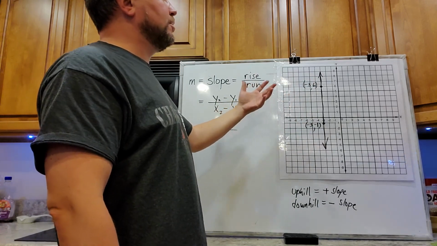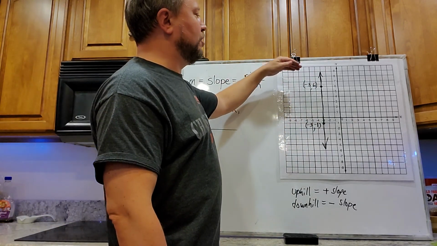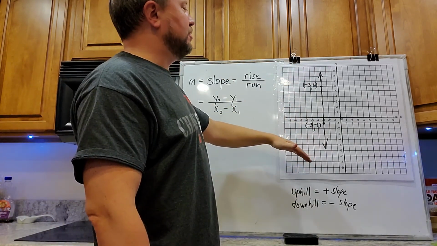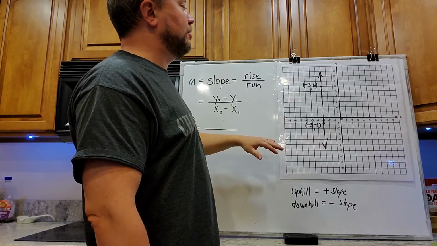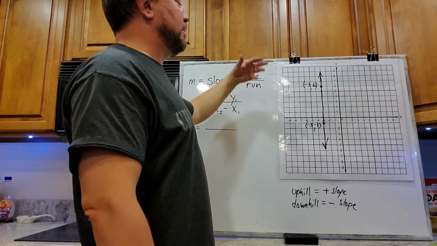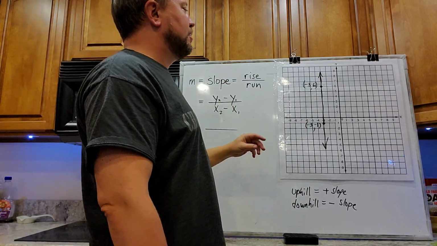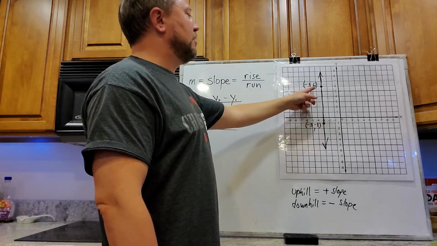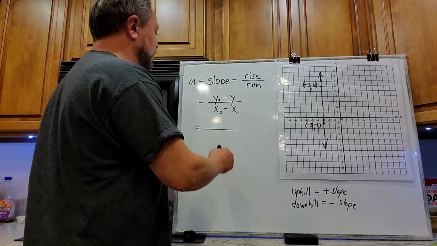Again, pick an order and stick with it. So if you want to go top minus bottom, then go top minus bottom on both. But if you want to go bottom minus top, then go bottom minus top on the second one as well. I'm just going to go top minus bottom. I'm going to go 6 minus negative 1.